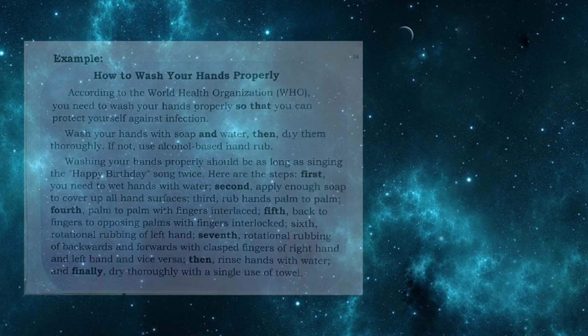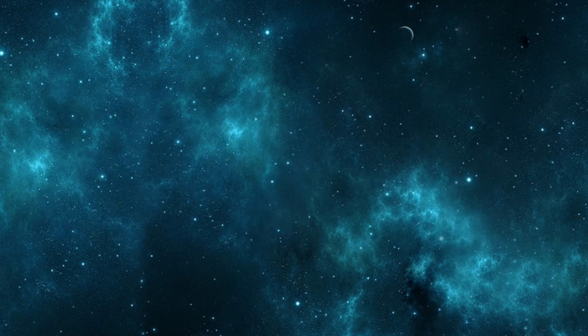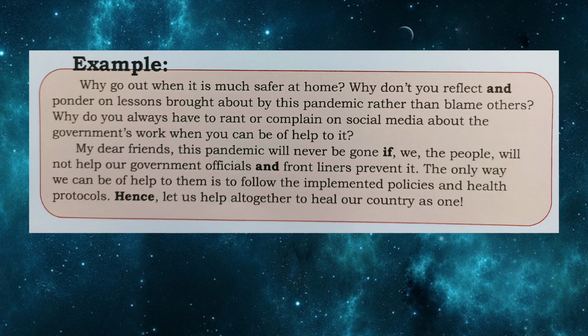In the paragraph, the highlighted words are the appropriate cohesive devices to be used in demonstrating how to wash hands properly. Number 3. Persuasive. This text is used to convince the readers or listeners to change the way they think or do so they begin doing something new. Example: why go out when it is much safer at home?